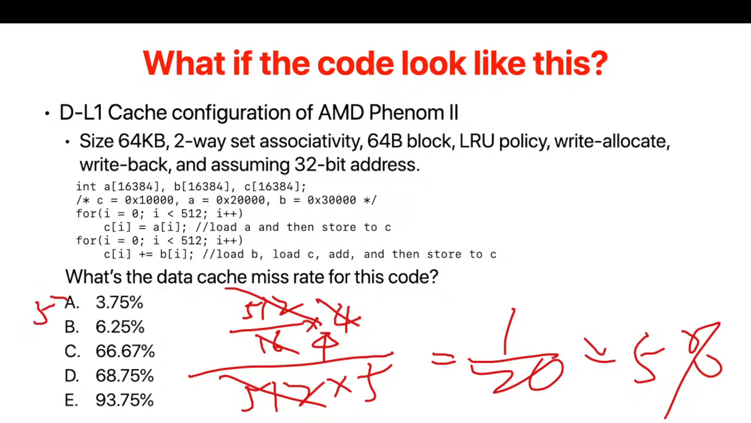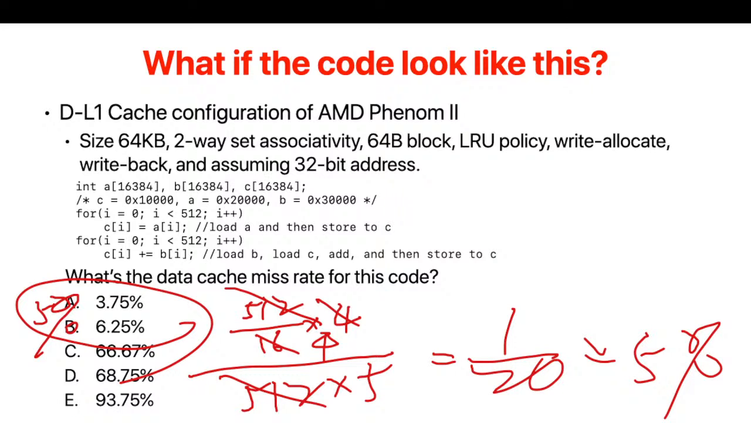Because 5% is right in the middle of A and B, if you choose A or B, they are both correct in this way, right? But after going through this example, I think you have a better idea how we get this cache miss rate.